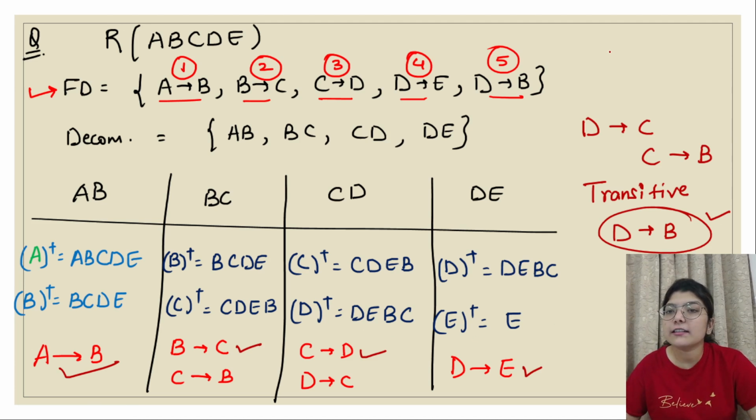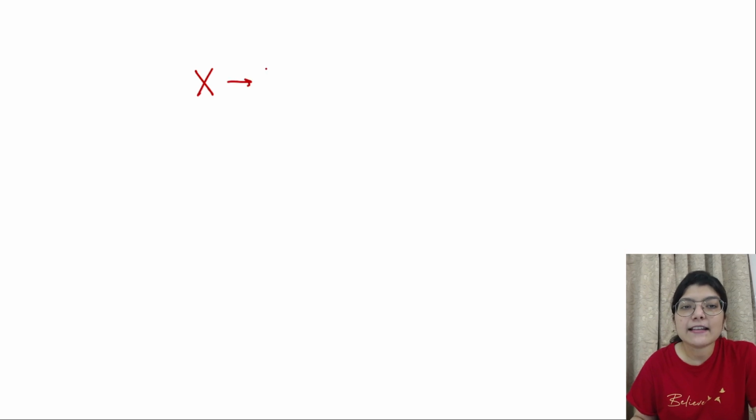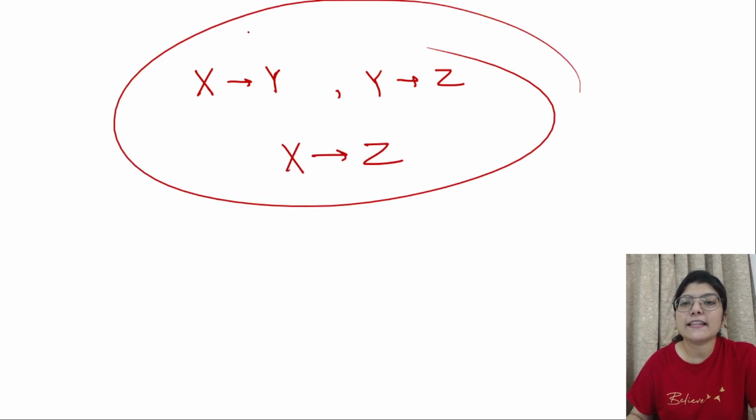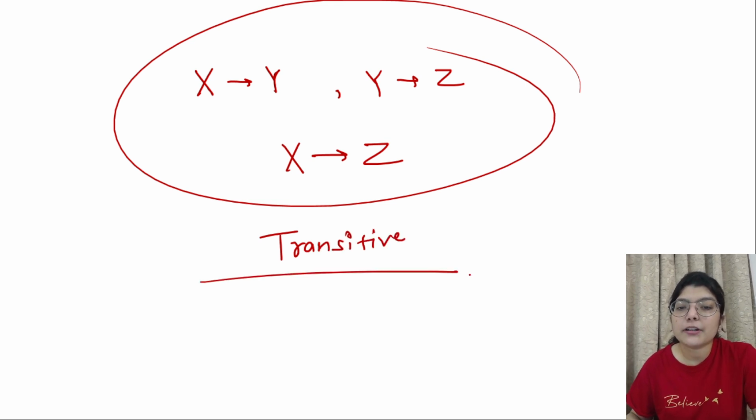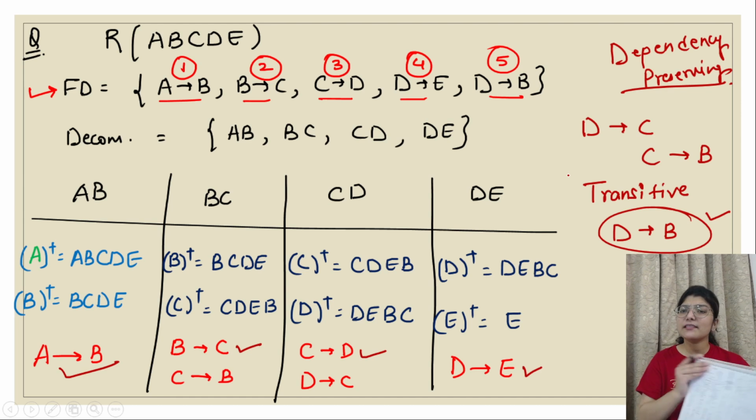Therefore this is dependency preserving. I hope you got the point. So what you have to do, you have to check, you can use transitive property as well, and I hope you all know what is transitive property, that if x is following y and y follows z, then I can say that x will also follow z. This is your transitive property. So with the help of transitive property also you can find whether the given dependencies are preserved or not. I hope this is clear to everyone.